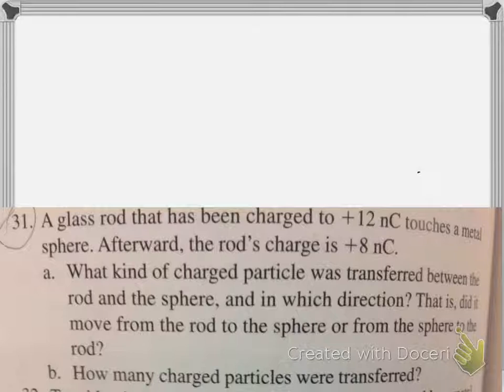There you go. So what kind of charged particles were transferred between the rod and the sphere, and in which direction? So for A, if it was positive and the rod became less positive, then it must have received electrons. So what kind of charge was transferred? Electrons. And it went from the sphere.